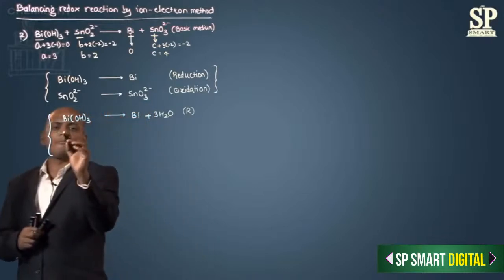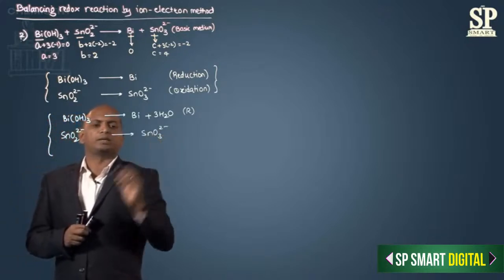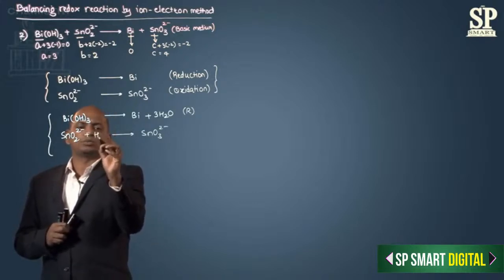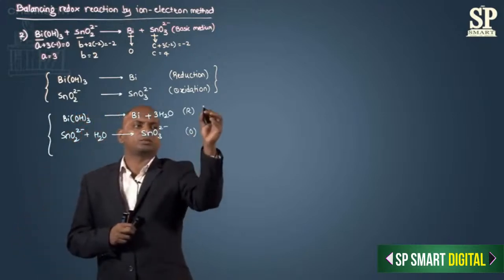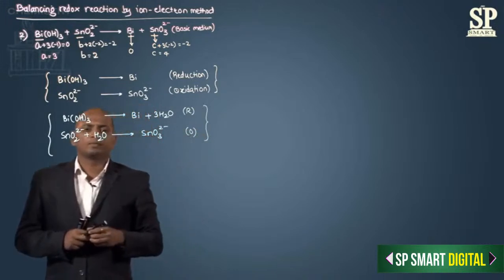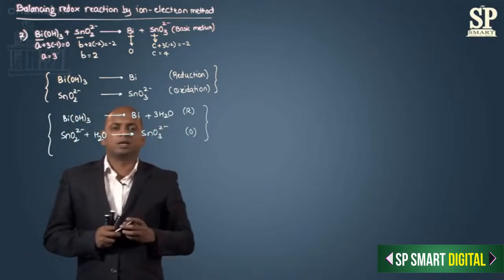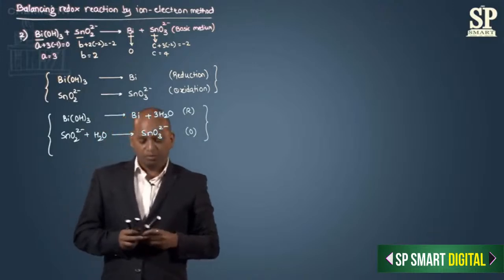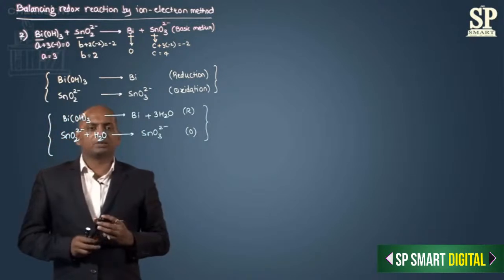What about here? SnO2 2 minus changes to SnO3 2 minus. So, here I should write 1 H2O. This is the oxidation process. This way, the oxygen is balanced in both these reactions. The next step involves balancing the hydrogen atoms, and that is very simple.